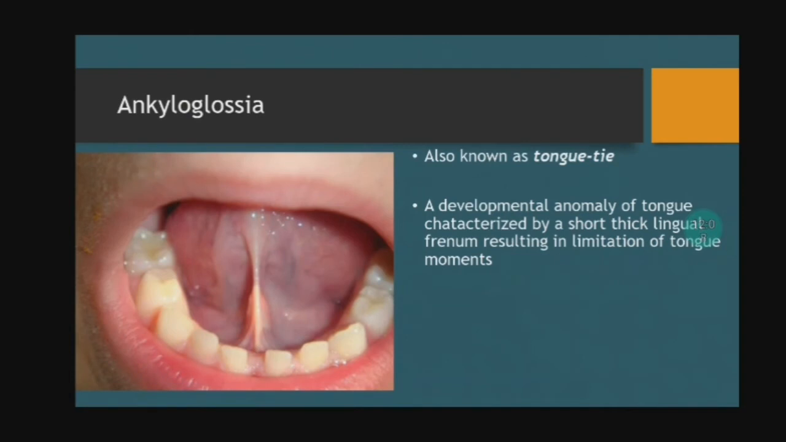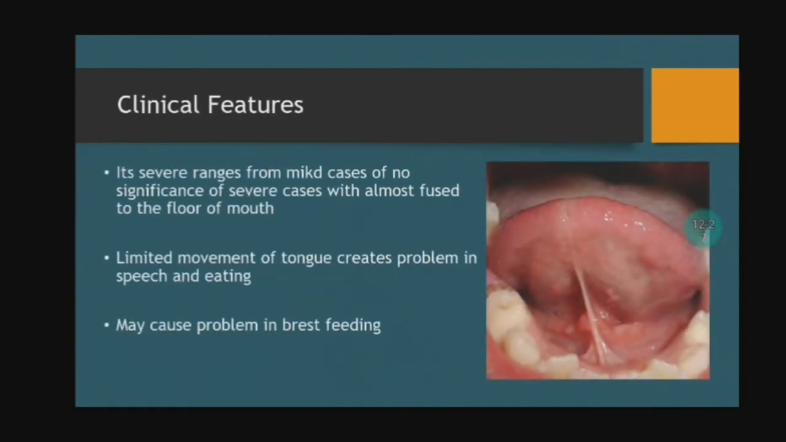Ankyloglossia, also known as tongue tie, a developmental anomaly of the tongue characterized by a short, thick lingual frenum resulting in limitation of tongue movements. Clinical features: its severity ranges from mild cases of no significance to severe cases with the tongue almost fused to the floor of the mouth. Limited movement of the tongue creates problems in speech and eating. May cause problems in breastfeeding.